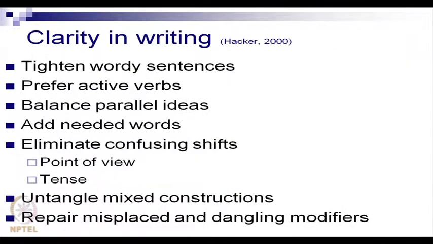Clarity in writing: tighten wordy sentences, prefer active verbs, balance parallel ideas, add needed words, eliminate confusing shifts from one point of view to the other. Tense should be the same. All this is basic grammar, I'm just giving you a refresher here, but all of these things add to the clarity of the document. People complain that written documents lack clarity and you need to make sure that your document is as clear as possible.